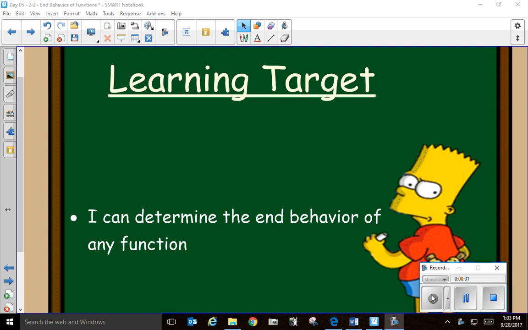Today's learning target: I can determine the end behavior of any function. We kind of did this a little bit in pre-calc. This is one of the few concepts there's a lot of content that carries over from pre-calc, like factoring, working with quadratics, polynomials. That content carries over, but there are few concepts that you reuse. This is one of them, and it's actually pretty easy.